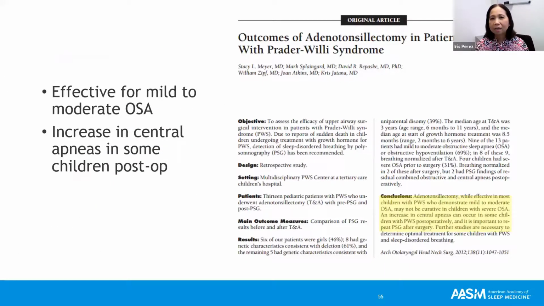So in a study of outcomes of tonsillectomy in patients with Prader-Willi syndrome, it has been found that it's effective for mild to moderate OSA, not curative for those with severe OSA. But in those who have undergone adenotonsillectomy, it has also been found that they may have an increase in central apneas in some children post-operatively, so these children should have repeat polysomnograms.